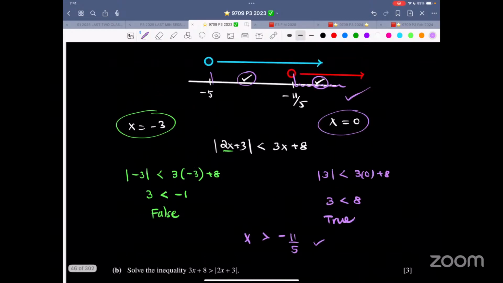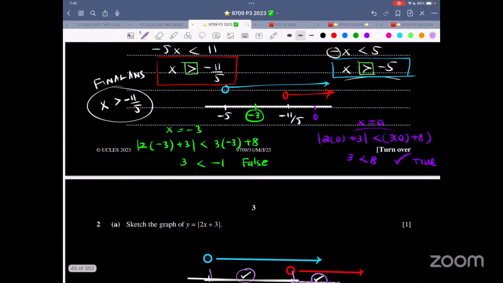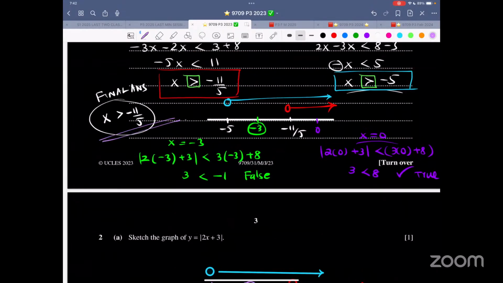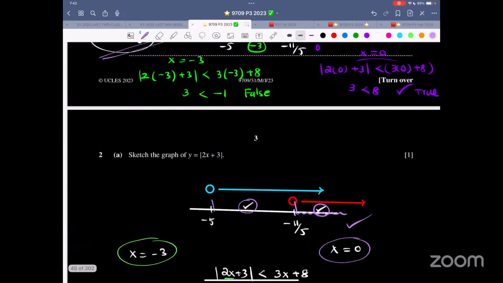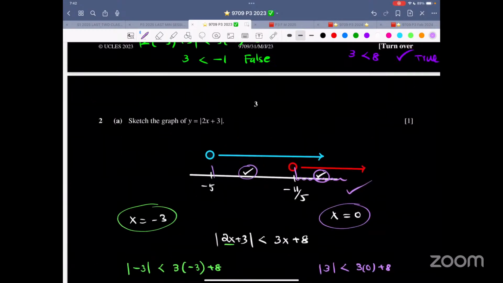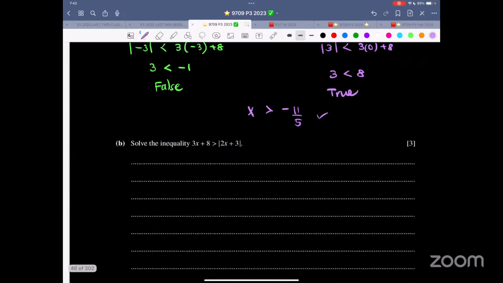That is how you get this answer. X is greater than negative 11 over 5. That is the final answer over here. That is the true and the false test. So now this thing is done.